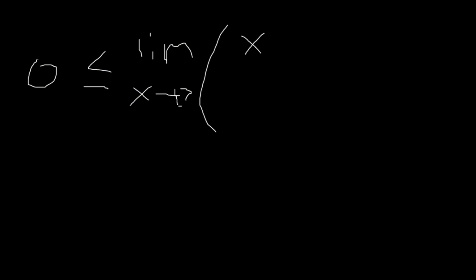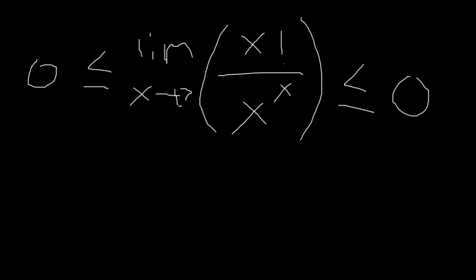Hence, in conclusion, we have 0 less than or equal to the limit as x tends to infinity of x factorial all over x to the power x, which is less than or equal to 0. Hence, this limit tends to 0 from both the lower and upper bound.